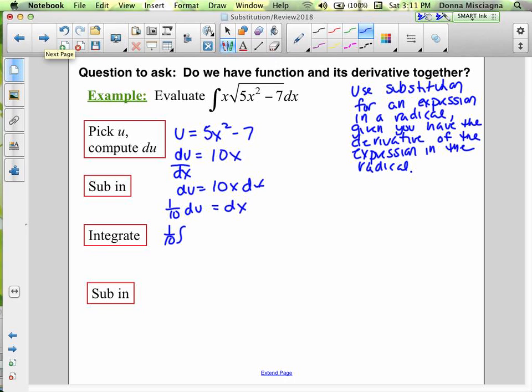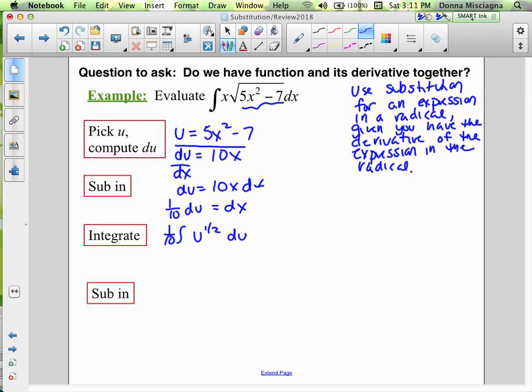1/10 times the integral of, so now we're replacing this part here with u. Right? So that means u square root of u. And actually, we don't want square root of u, do we? No, we want to use power rule. So we technically want to change that square root to 1/2 power. So u to the 1/2 power. And then we're replacing the dx. We've already got the 1/10 part with the du.